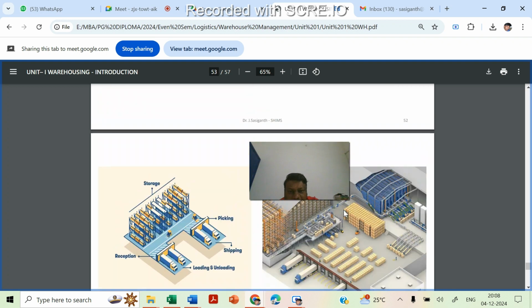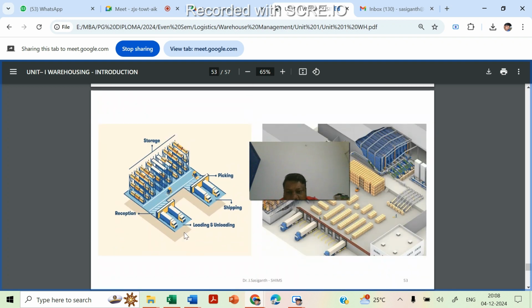Similarly, for example, everything is shipped here. Loading and unloading happens here, but shipping from one place to another only happens here. Picking, because it will pick and give it to the shipping place. Here is your reception: goods from manufacturers will come and then be stored here. So there are differences.